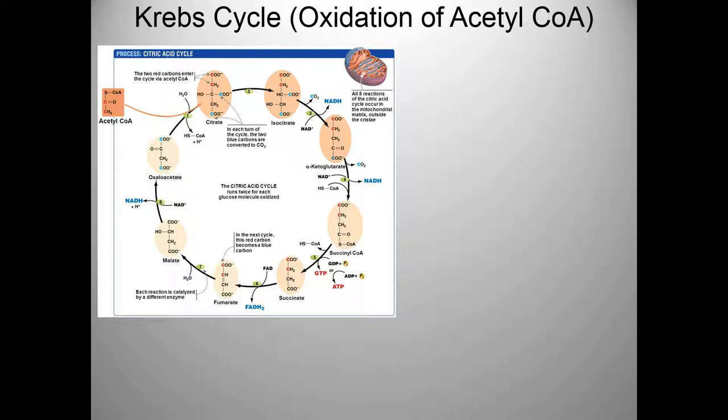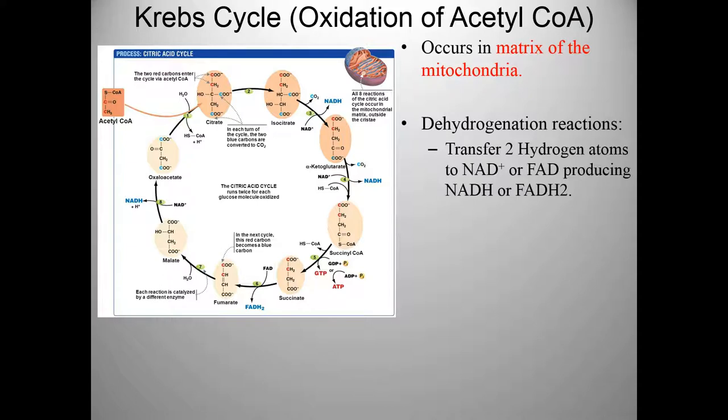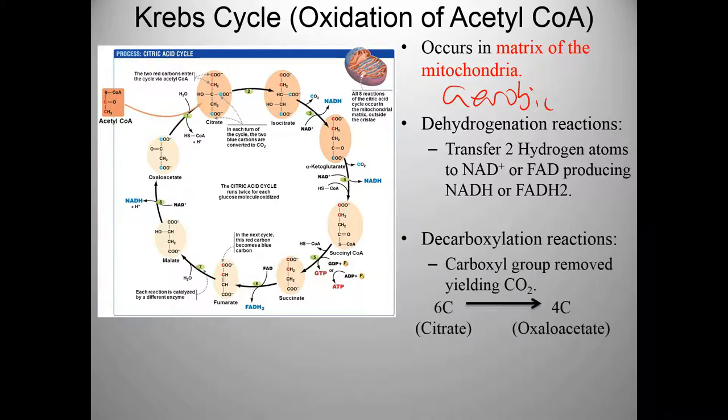So looking at the Krebs cycle, this process also occurs in the matrix of the mitochondria. It is also an aerobic process. There are two different types of reactions that take place during this Krebs cycle. You have a dehydrogenation reaction, like you had in the oxidation of pyruvate to acetyl-CoA. You also have more decarboxylation reactions, like you also had in the oxidation of pyruvate to acetyl-CoA.